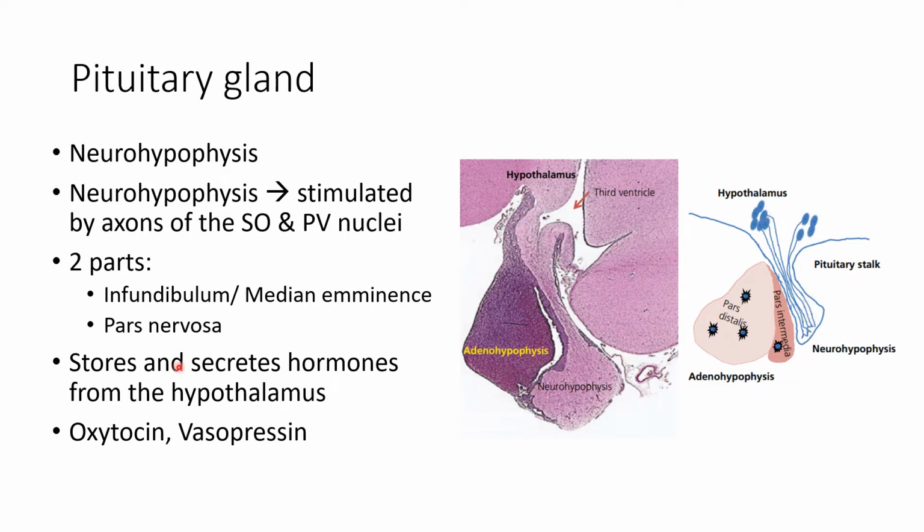Anatomically, it also has two parts: your infundibulum, the one that connects the pituitary gland to the hypothalamus, and of course your pars nervosa, yung pinakita natin kanina, which is the secretory part. There are generally two hormones that are released by your neurohypophysis, which is your oxytocin and your vasopressin. We'll go through them one by one later on.